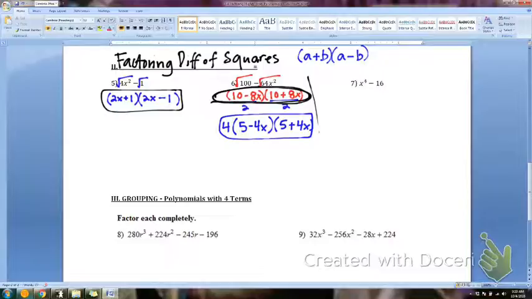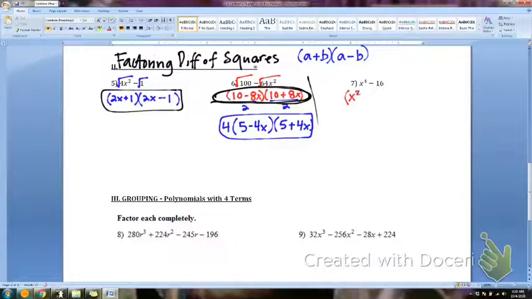So let's look at example 7 here. Example 7 says x to the 4th minus 16. So we haven't seen x to the 4th yet, but x to the 4th is a perfect square, right? X squared times x squared makes x to the 4th. And we know that 16 is a perfect square, 4 and 4. So this is still a difference of squares.